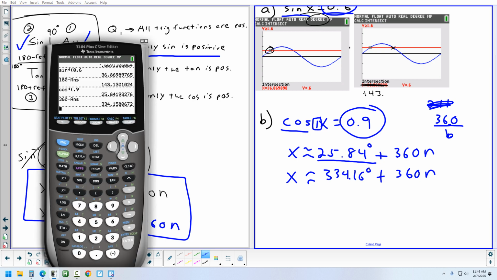Okay. Let's check it. Take the cosine of 334.16. When I hit enter, what should I get? I should get about 0.9. I get 0.9000 because I rounded. And if I do cosine of 25.84, I get 0.9 again. So that's how you can check your answer. If you plug it back in, see if you get what you started with.